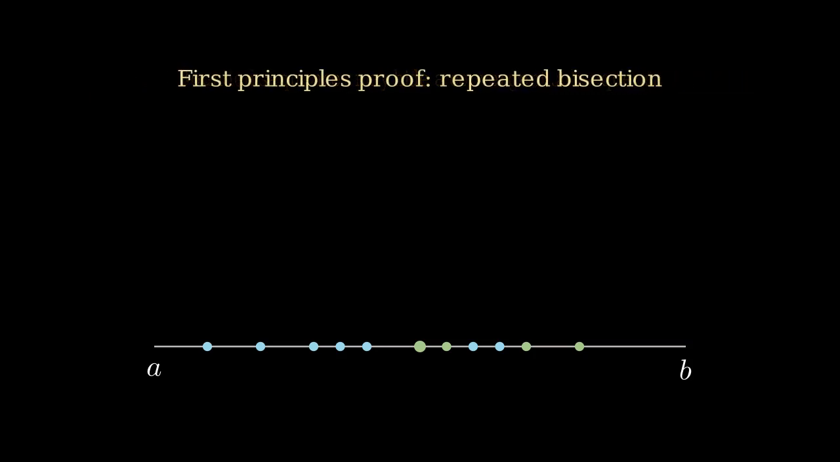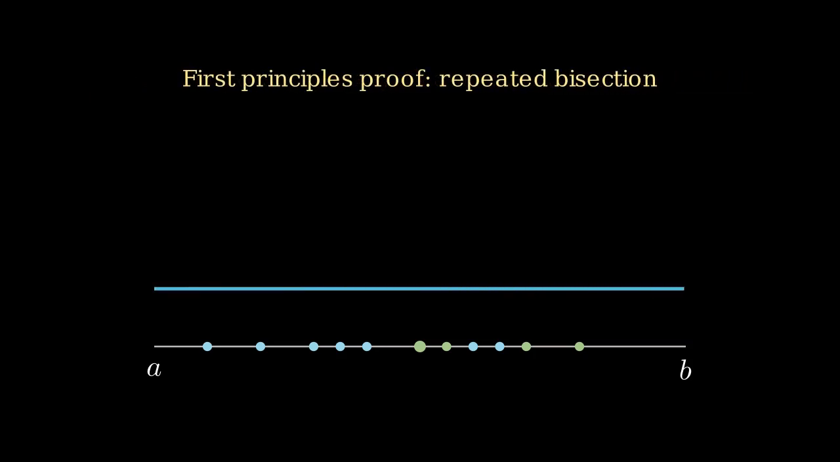To prove this properly, we start with the first principles proof, using a method called repeated bisection. Since the sequence is bounded, every term lies inside some closed interval, say from a lower bound to an upper bound. Because there are infinitely many terms in the sequence, but only one interval, this interval must contain infinitely many of the terms. Now we cut this interval exactly in half into a left half and a right half.